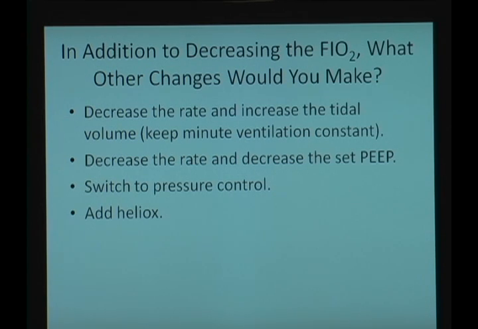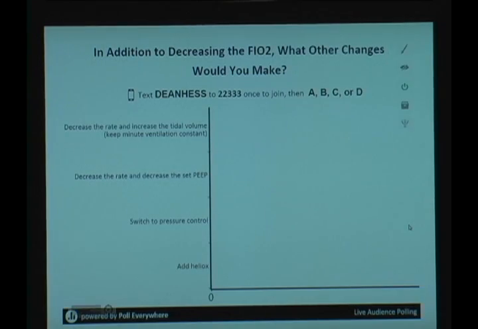Well, what else are you going to do? Are you going to decrease the rate and increase the tidal volume to keep the minute ventilation constant? Are you going to decrease the rate and decrease the tidal volume? Are you going to switch to pressure control? Or are you going to add heliox? What do you want to do? So there are your choices again.